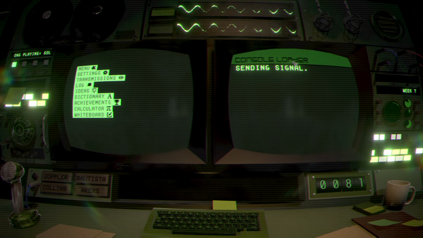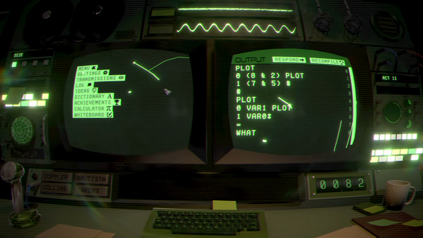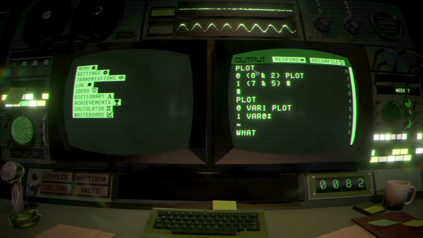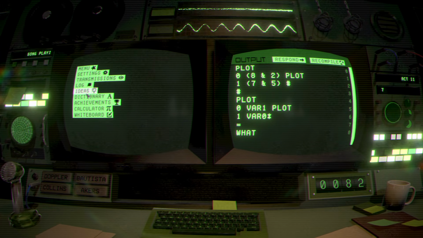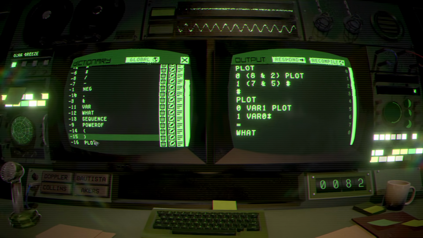And maybe I'm just making this much harder than it needs to be. Okay. So 0, 8 and 2. Plot. Let's make plot. Sorry, let me back here.